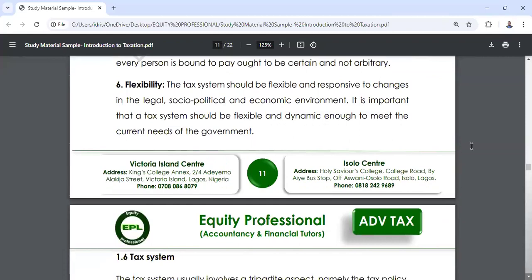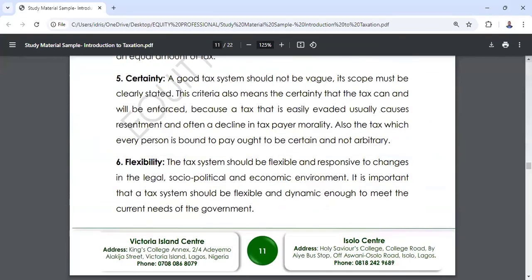Principles of flexibility. This one is saying that a good tax system should change based on changes in circumstances of the country. What that means is that sometimes the economy will boom, there will be more money in circulation. At that time, government can increase tax. But sometimes the economy will be so harsh that people will find it difficult to earn income. At that time, government should reduce tax.